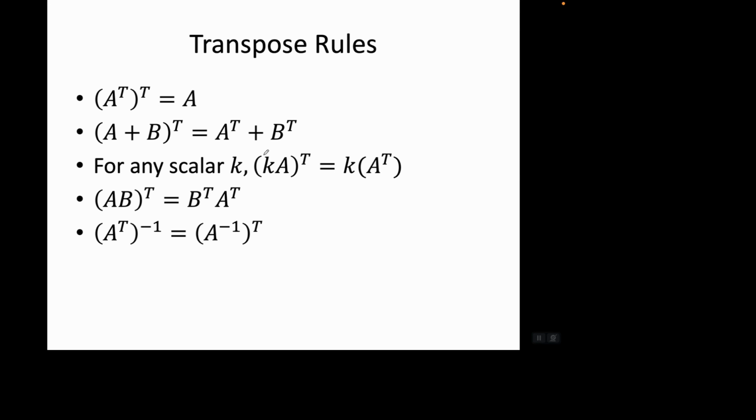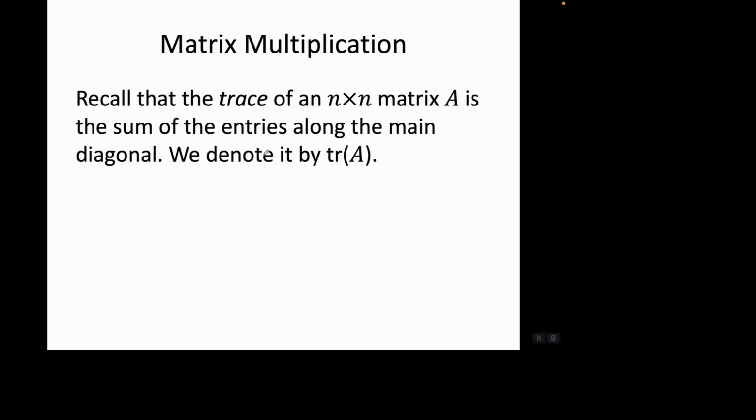And here are some transpose rules. The transpose of A transpose is A. The transpose of A plus B is A transpose plus B transpose. For any scalar k, the transpose of kA is k times A transpose. The transpose of AB is B transpose A transpose. The inverse of A transpose is the transpose of A inverse.